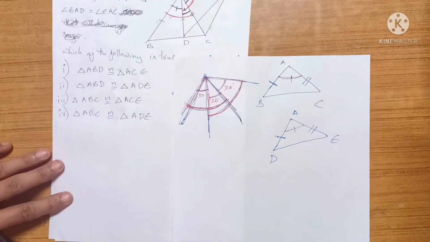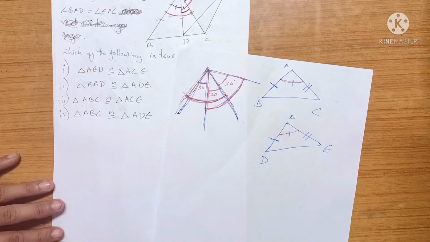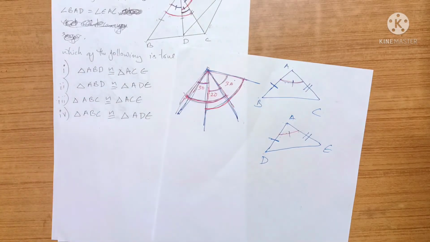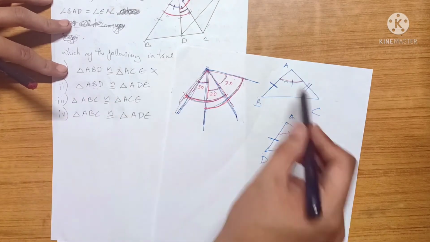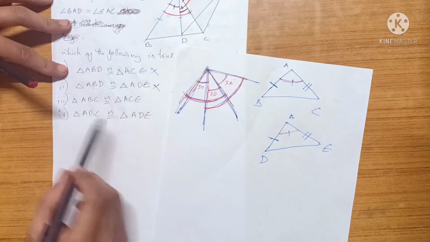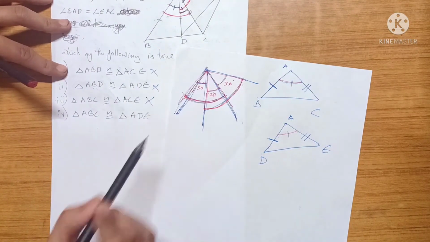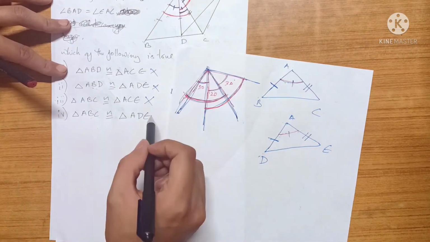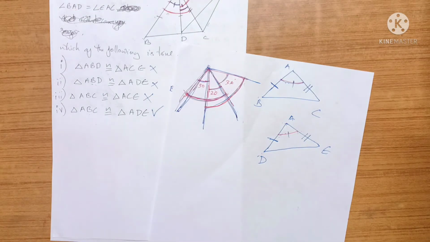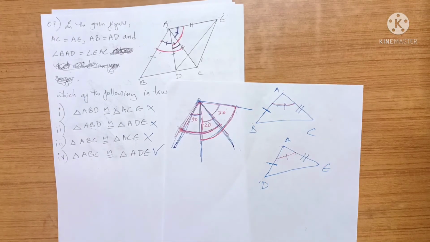So if we look here, what can we say? Triangle ABD, there's no ABD here, so the first one is crossed off. ABD is still here. ABC is here. So ABC is congruent to ACE, but this is not ACE, it's ADE. So ABC is congruent to ADE. So this is the correct answer. Got it? So that's the question and that's the answer.